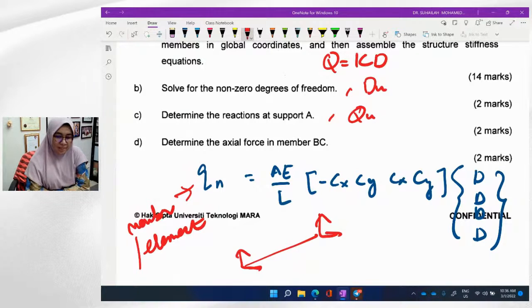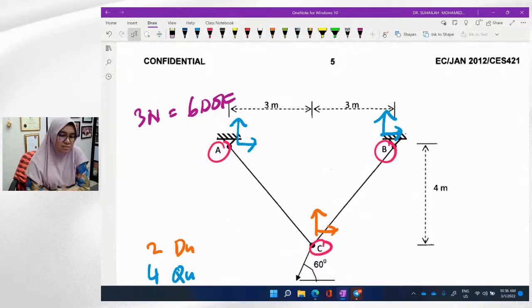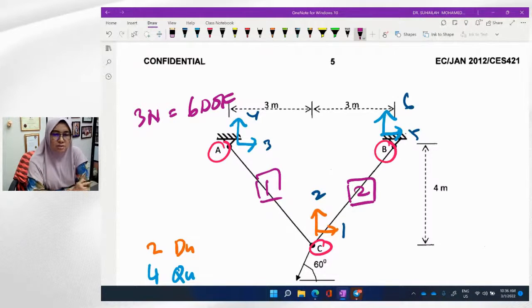The label that we use for calculating axial force in member BC will depend on how we label the diagram. For example, this should be 1, 2 because C is unconstrained, followed by 3, 4, 5, 6. Let's say we label this as 1, this as 2. Don't forget to put the arrow, because we need the arrow. Then only we can identify or label the K correctly.